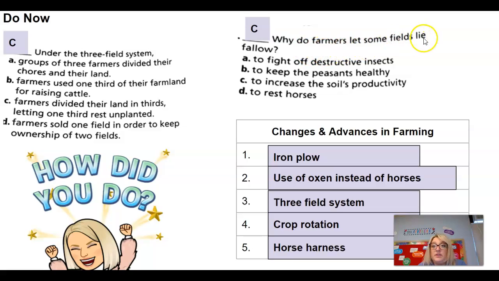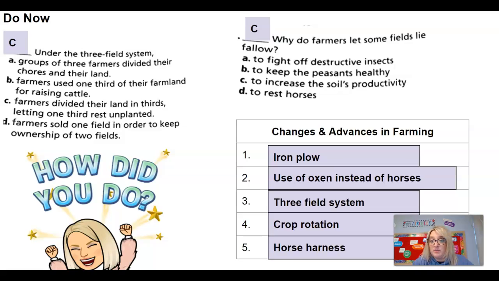Then, why do farmers let some fields lie fallow? So if you weren't sure what the definition of fallow meant, then you would have trouble answering this question. But fallow means unplanted. And the reason they did that was to increase the soil's productivity. So think about this. Think about when you exercise, right? You keep doing the same rep. You keep going like this. Eventually, if you keep doing it, your muscle's going to get tired. Well, they didn't want that to happen to the soil. They didn't want the soil to get worn out. So they would give it rest. That's why in between days of working out, you rest. You don't constantly work out. And that's so that your muscles can recuperate and gain that strength again. And so that's the same thing that they did, but with soil.